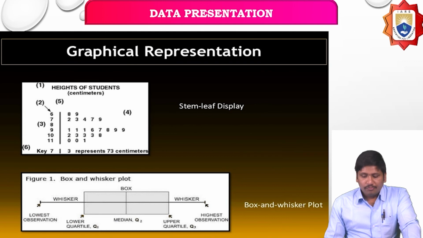Another type of graph representation of data is the stem and leaf display, which is a new way of representing data. And then the box or whisker plot, which is another way of representing graphical data.